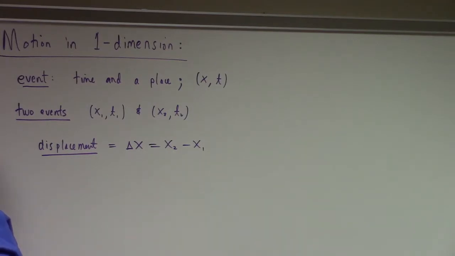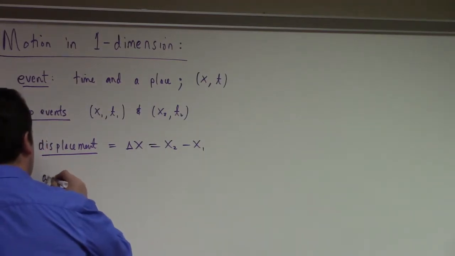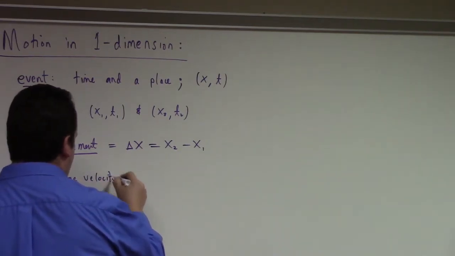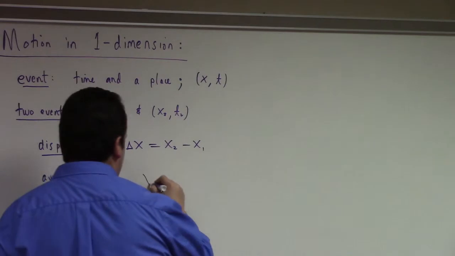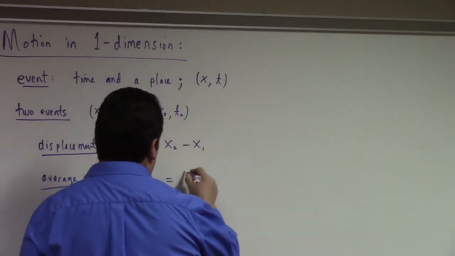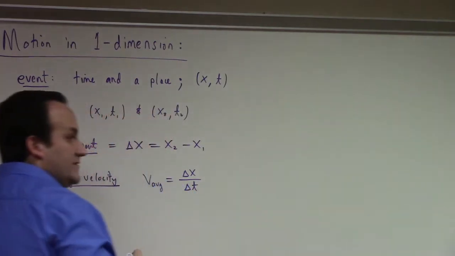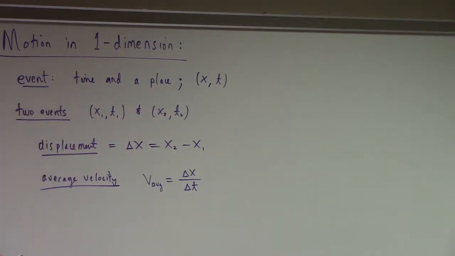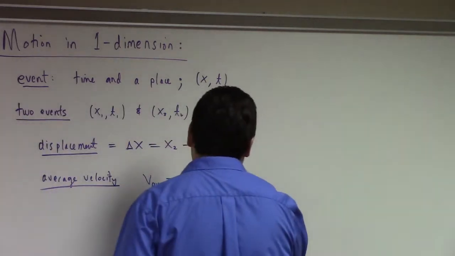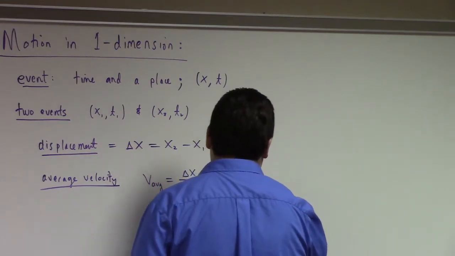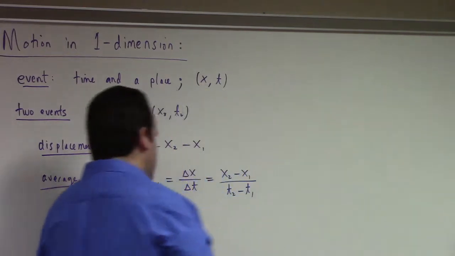What else can you talk about? Well, how about average velocity? Average velocity, another thing we can talk about. So average velocity will be the displacement delta x over the duration delta t. So the change in position divided by the change in time. This gives me average velocity. Okay, so explicitly, this is x2 minus x1 over t2 minus t1. Right.